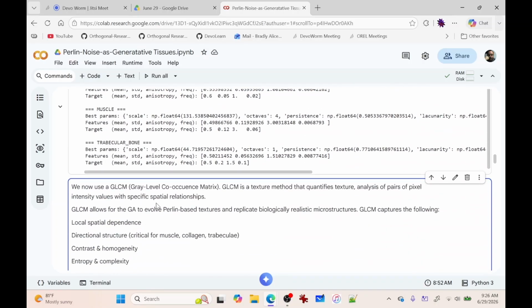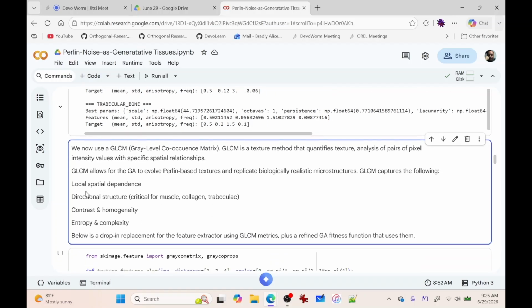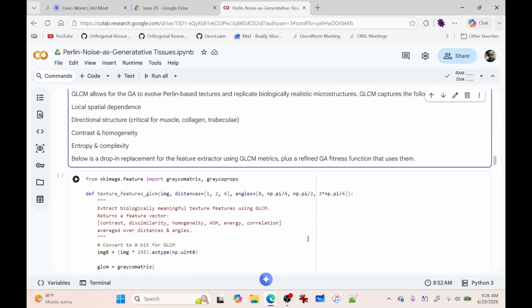GLCM allows for the genetic algorithm to evolve Perlin-based textures and replicate biologically realistic microstructures. GLCM captures local spatial dependence and directional structure, which is critical for muscle, collagen, and trabecula, as well as contrast, homogeneity, entropy, and complexity. And then this is what it's doing here. It's putting this GLCM metric into the genetic algorithm fitness function.